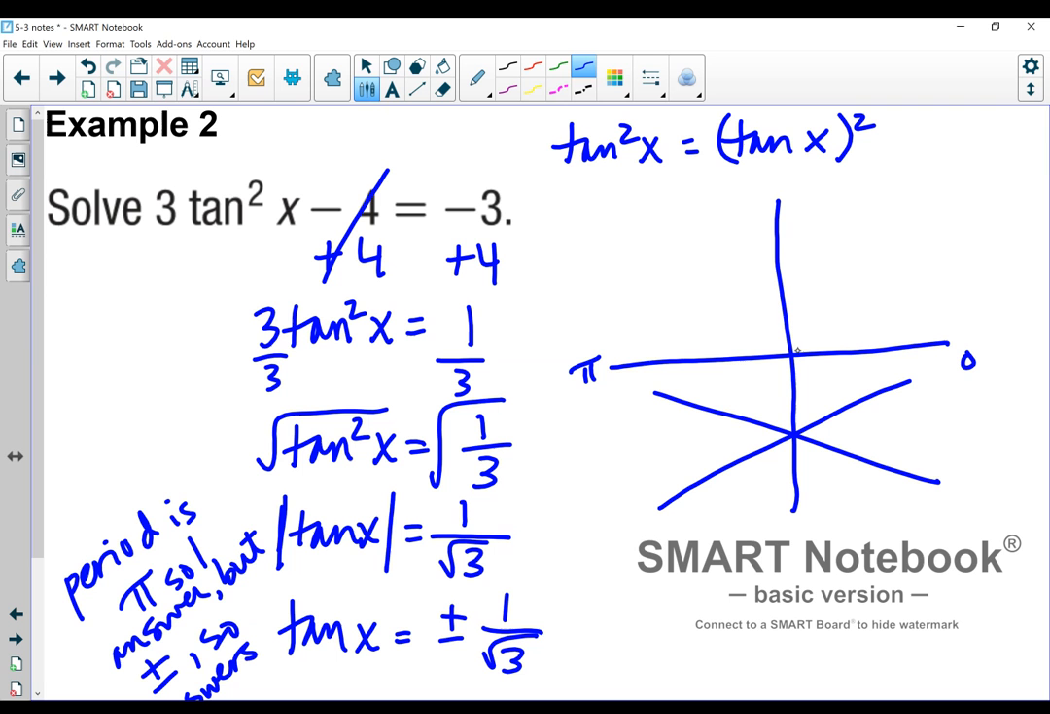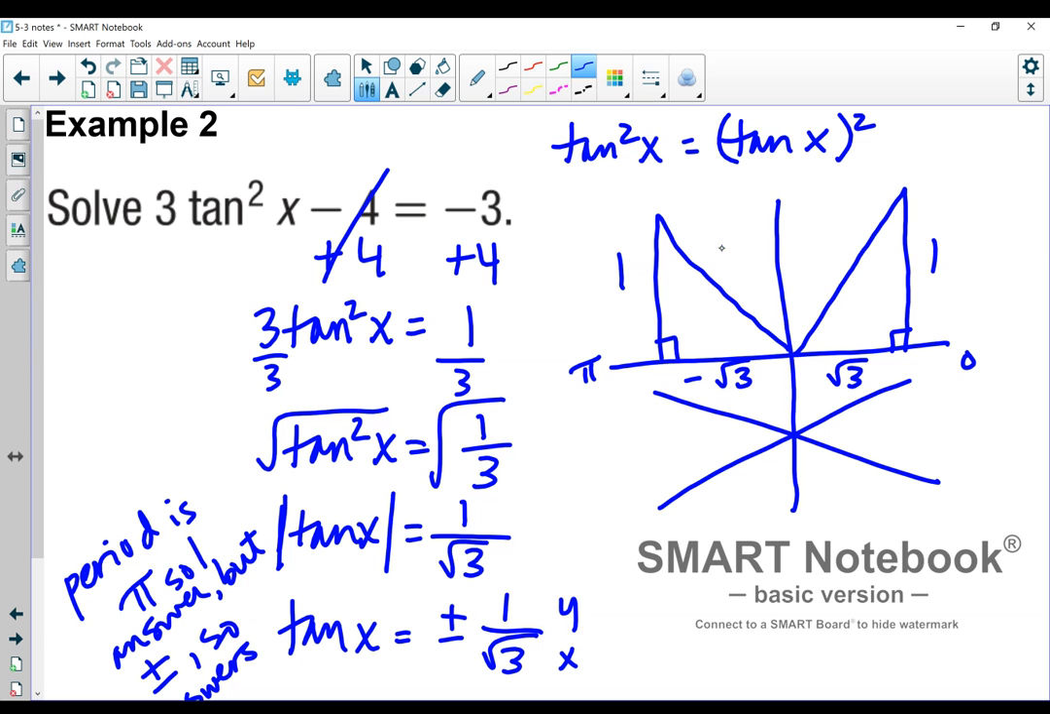So I'm going to draw a triangle in both quadrants because I know there'll be one positive, one negative, right? So they're going to have to be in both quadrants. And both of them are going to have, let's see, tangent is y over x, so my y side will be 1. On the right, I will have a positive square root of 3. On the left, it'll be a negative square root of 3. My radius is 2.